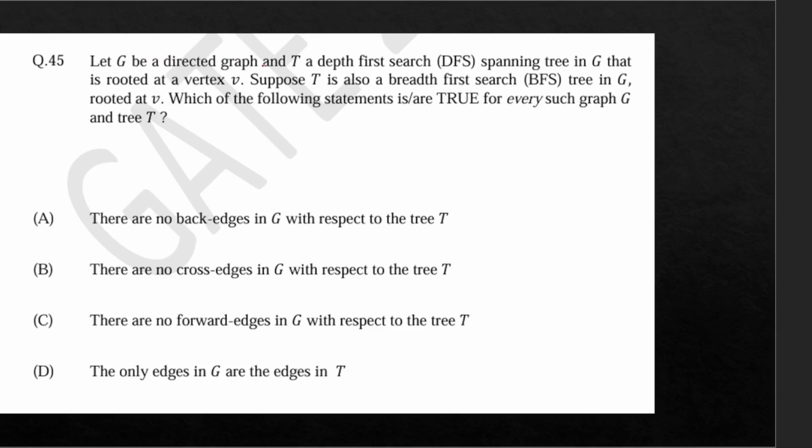Let G be a directed graph and T be a depth first search spanning tree in G that is rooted at a vertex V. Suppose T is also a breadth first search BFS tree in G rooted at V. Which of the following statements are true for every such graph G and tree T? So we will take one example so that you all can understand. So we are going to take A, B, C, E, D like this.